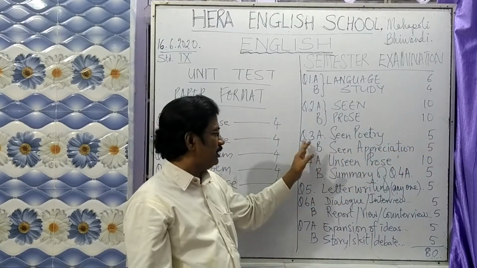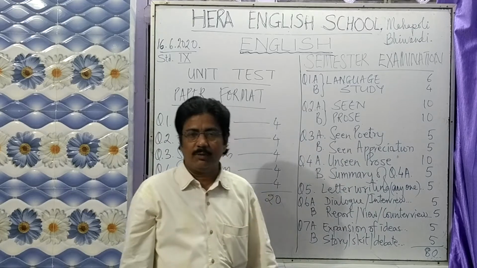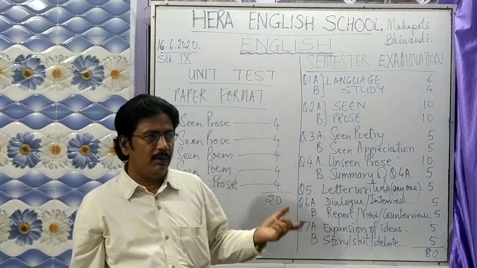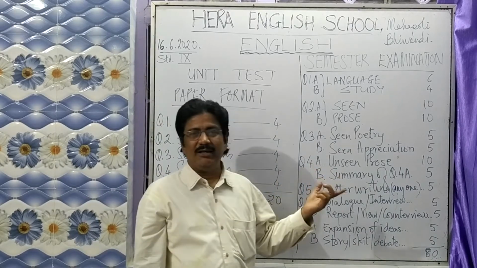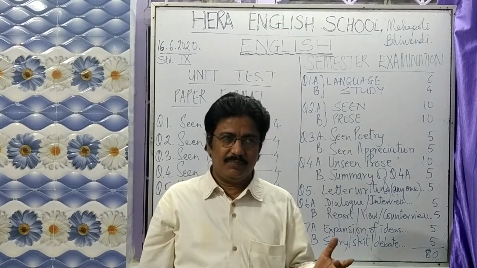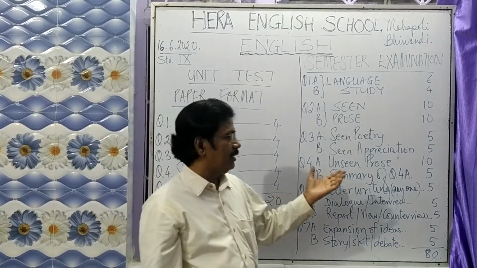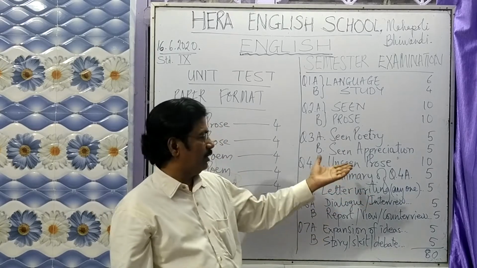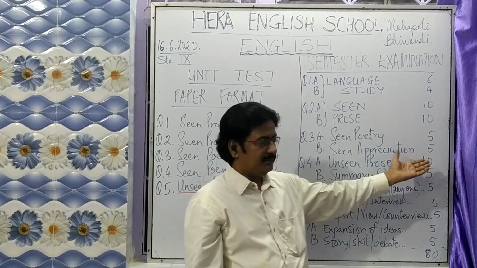And another, question number 3B, is poem appreciation. Appreciation means what you like, what you dislike of the particular poem, where you have to write at least 5 points regarding that, which I shall be giving it to you in writing. And you will be writing down any poem from that particular portion, and it will come for 5 marks.